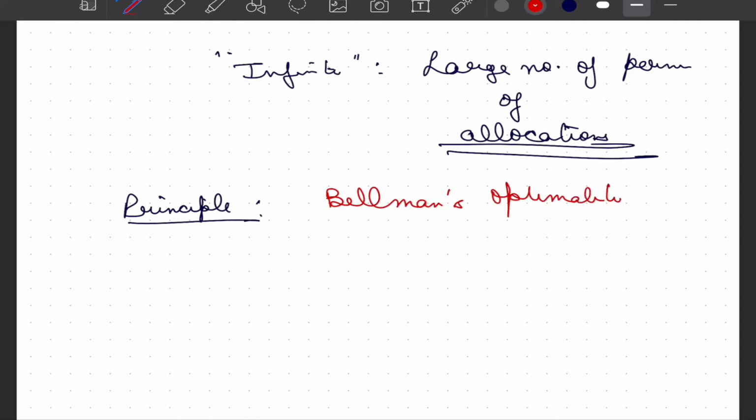First of all, I will state what Bellman's optimality principle states formally, and then we will try to cover this with an intuitive example.